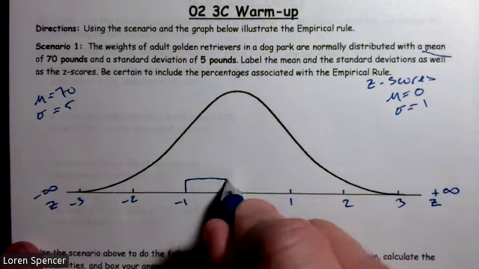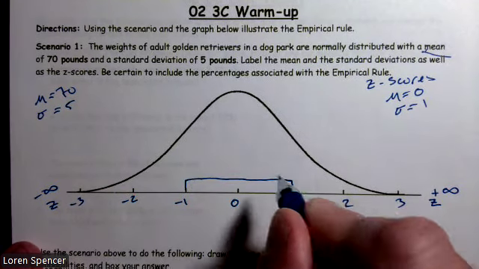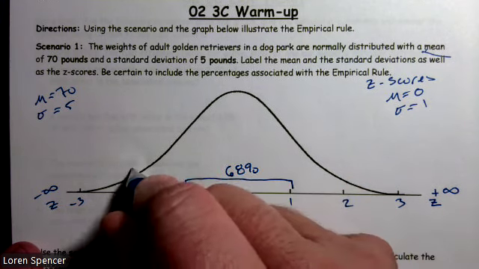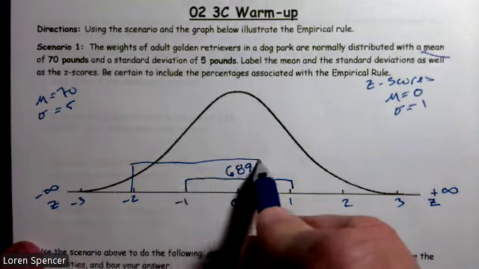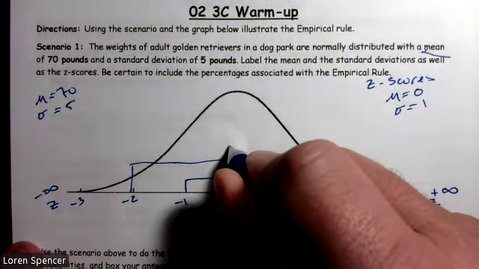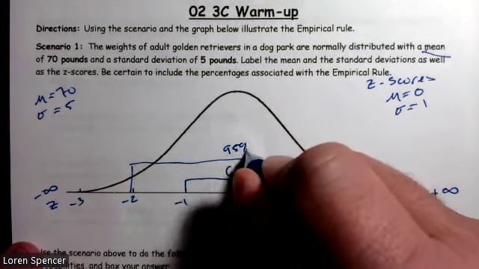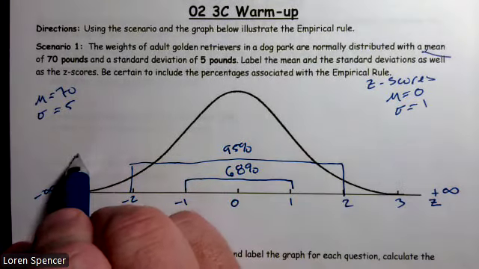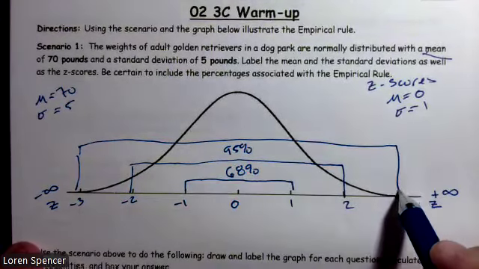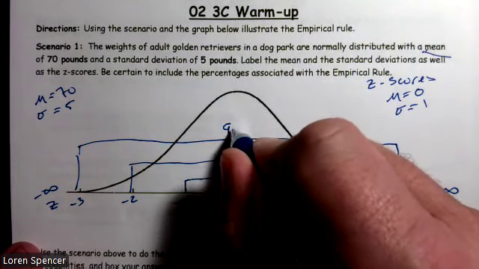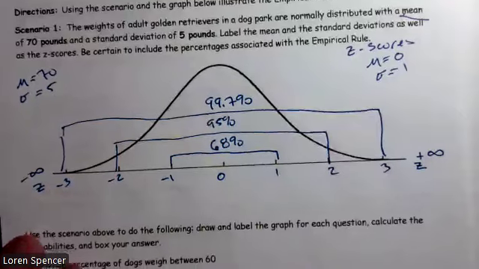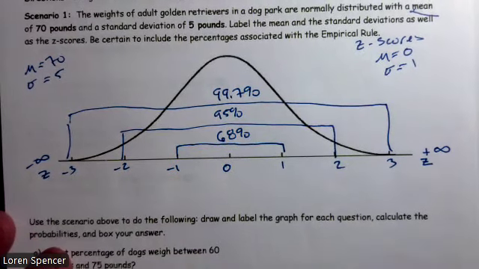Plus or minus 1 standard deviation for all normal curves is 68%. Plus or minus 2 for all normal curves, not anything else, just normal curves, is 95%. And plus or minus 3 standard deviations for all normal curves, regardless of the mean and standard deviation, is 99.7%. Once again, the empirical rule only applies to the normal curve, but it applies to all of them.